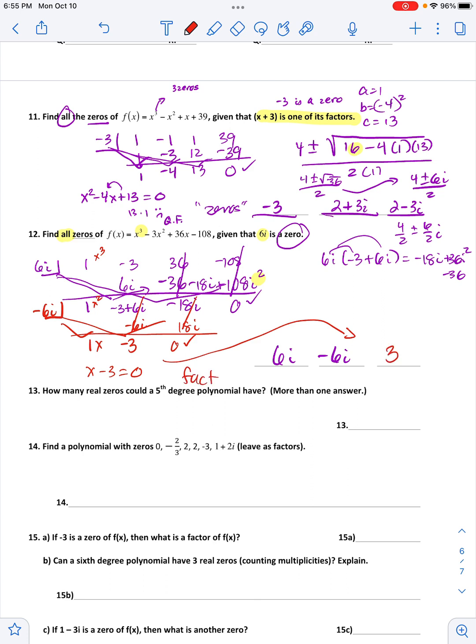If they wanted the factors of this, I would have x minus 6i, x plus 6i, and x minus 3. Make sure you understand the difference between asking for zeros and factors, and all means all. So if they gave you 1, write it down.